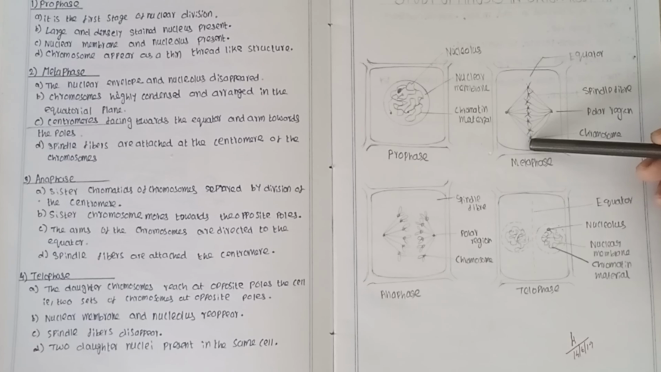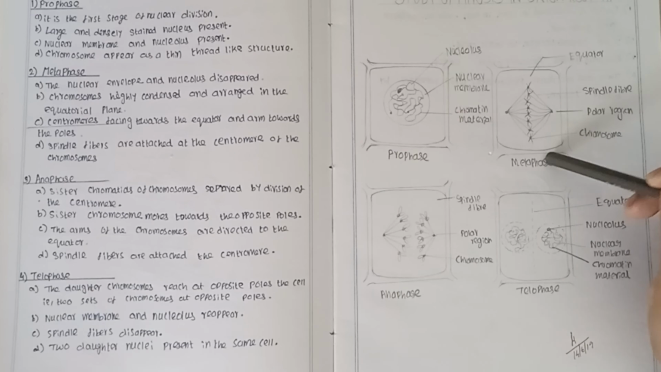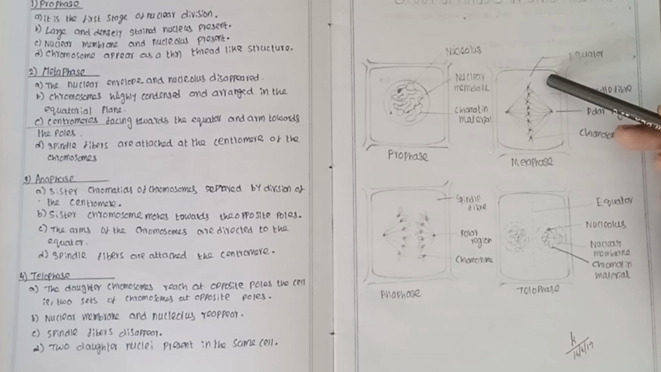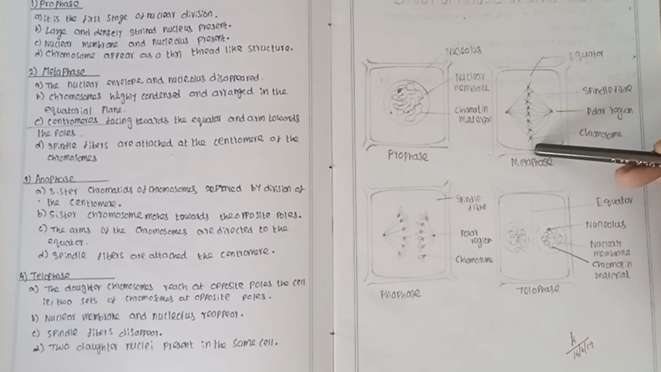Each centromere is joined to the opposite poles. The sister chromatids are not yet separated in metaphase, because the centromere has not divided.